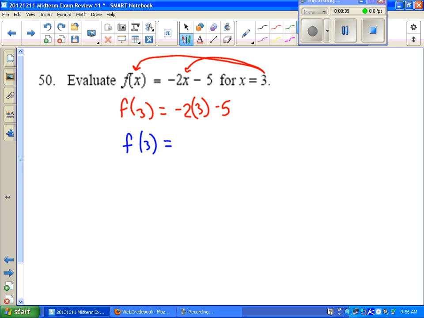Equals negative 2 times 3 is negative 6 minus 5. And that's the same sign, negative 6 and negative 5, both of them. So add them up. 6 plus 5 is 11. And they're both negative, so keep that common sign. So f of 3 is equal to negative 11.